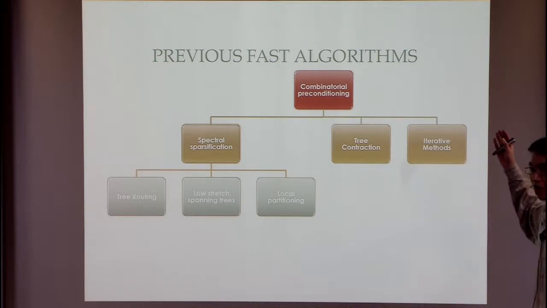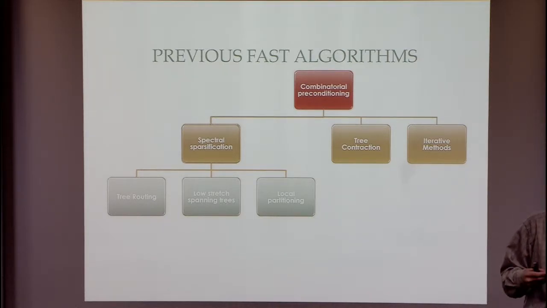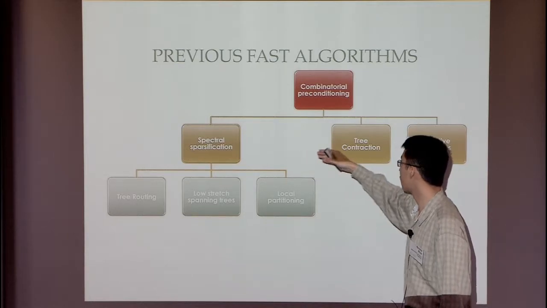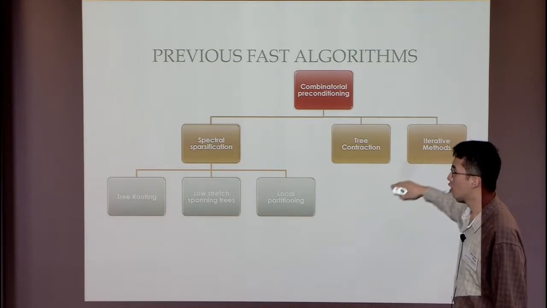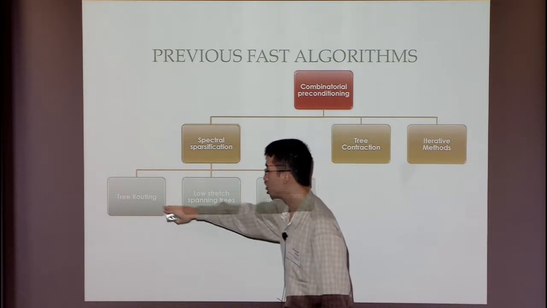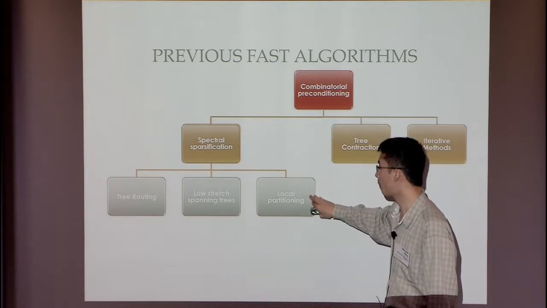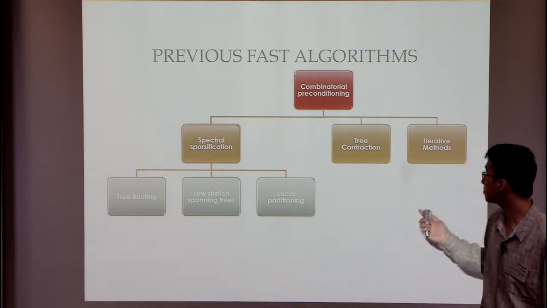And this is what the combinatorial preconditioning framework was designed to do. And all the previous fast algorithms, so all the nearly linear time solver algorithms, fall into this class. What this type of algorithm does is that they reduce the problem into three pieces: spectral sparsification, tree contraction, and iterative methods. Spectral sparsification, in turn, you use tree-based routing, low stretch spanning tree for finding the tree, and local partitioning for setting up a sparsification routine.